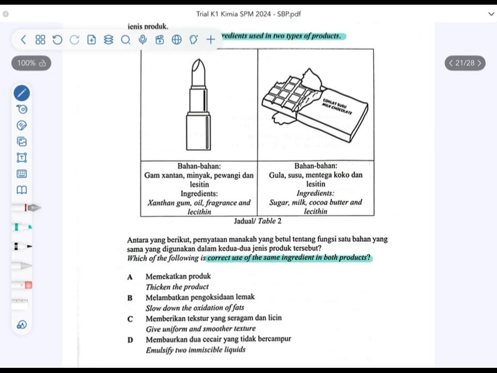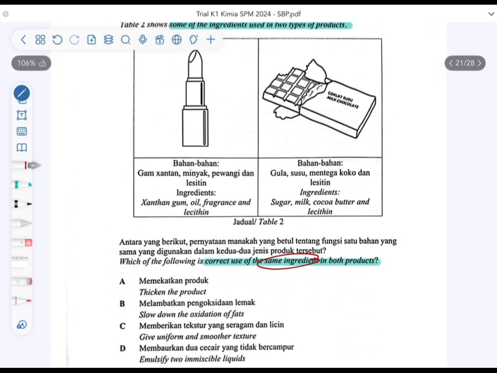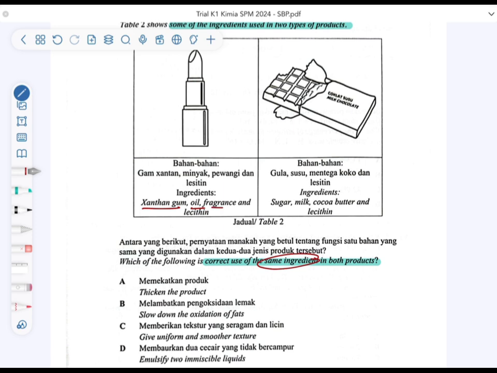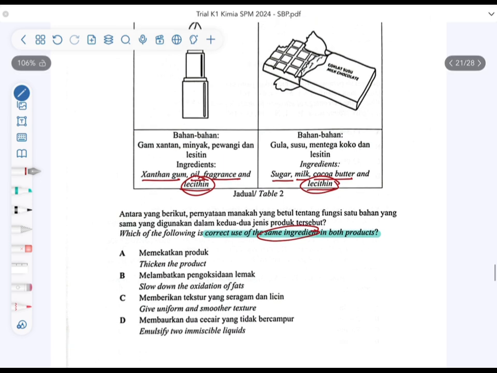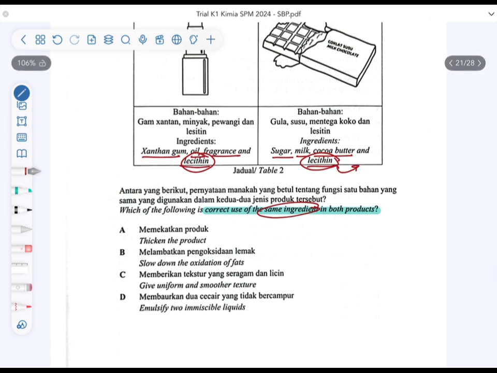So it says that in these two products we have the same ingredient. Let's go through the ingredients together. We have xanthan gum, oil, fragrance, and lecithin in the lipstick. Meanwhile, for the chocolate, we have sugar, milk, cocoa butter, and lecithin. So the same ingredient in both products is lecithin. So we are going to find the correct function, correct use for lecithin.